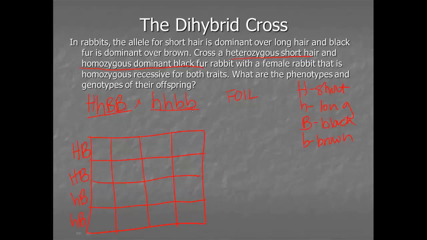This parent's much easier to foil because I only have two options. My first, my outer, my inner, and my last. Now hopefully you're noticing that those are all the same and you're realizing that's going to make this Punnett square a lot easier to fill in. So why don't you pause the video and then fill in your Punnett square and come back and compare it to mine.